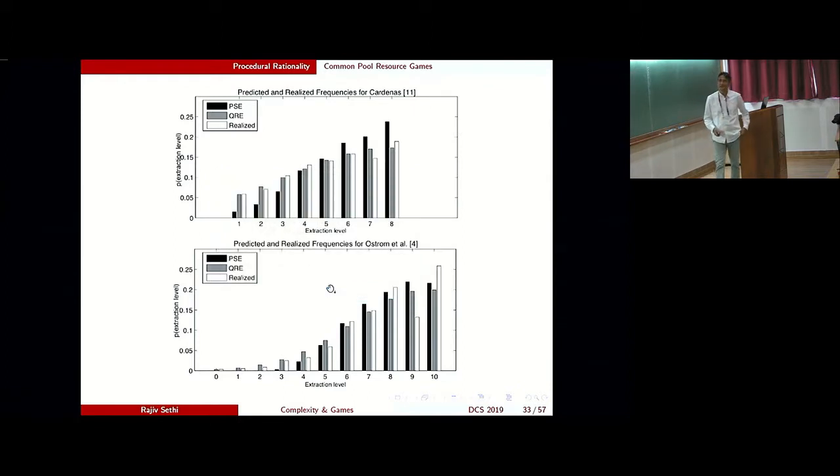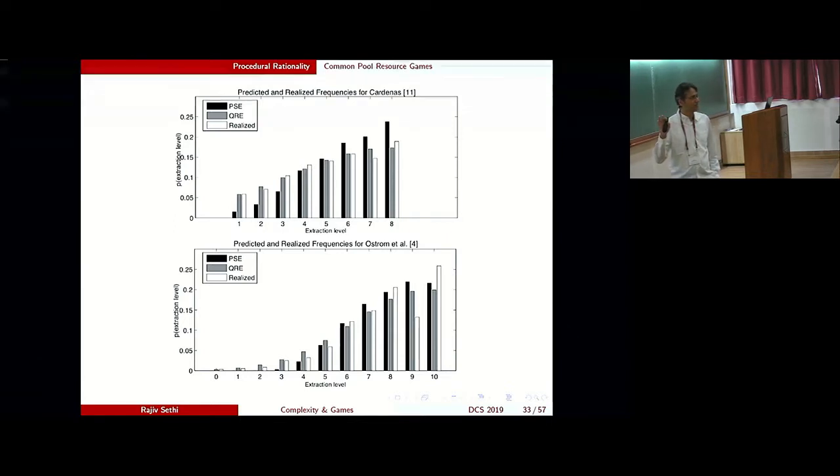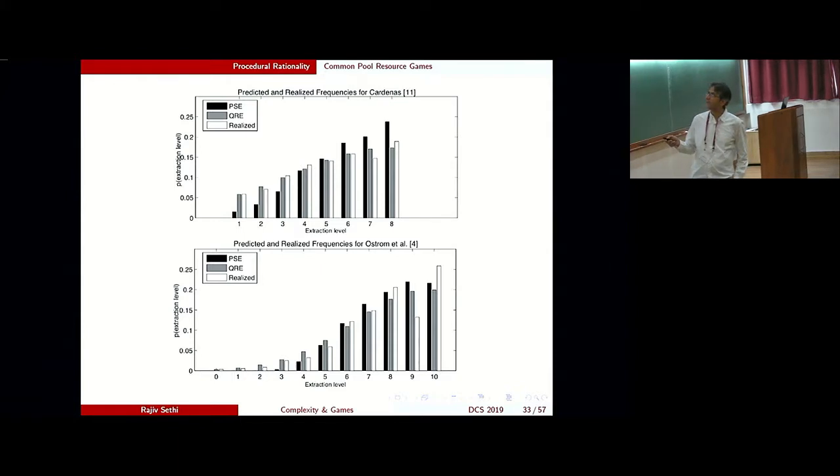The top figure gives you 3 things. Forget about the gray, that is quantal response; I'll talk about that in a second. The black is what in this paper we call payoff sampling equilibrium, which is what I have described to you as sampling equilibrium. And the white is the experimental data. The stable sampling equilibrium here, the black bars, at least qualitatively have the same pattern of behavior that you find in the realized experimental data.